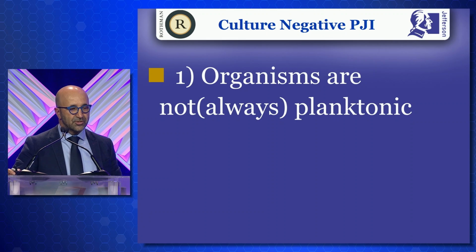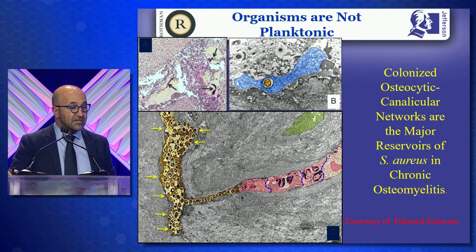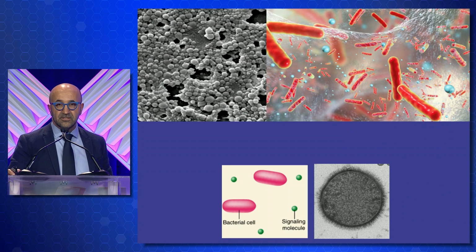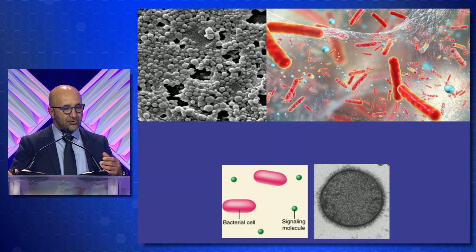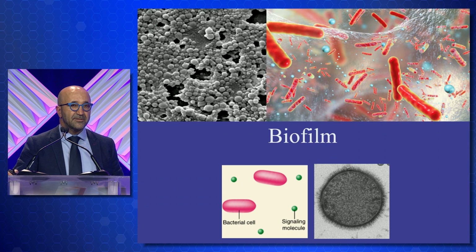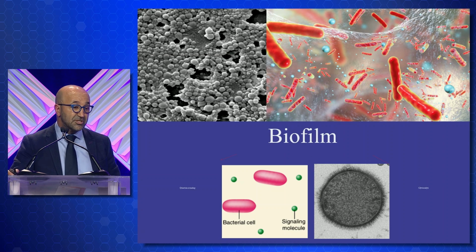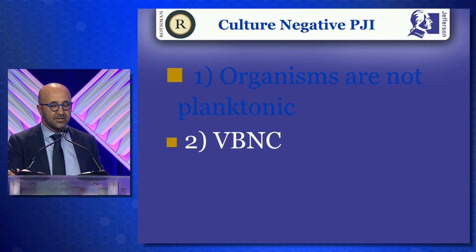Well, first of all, organisms are not always planktonic. They exist in the form of communities inside the cell, up there in the blue. They could exist in the Haversian canal, as the work of Eddie Schwartz has shown us. They exist in the form of biofilm, which we're all very familiar with. This is a structure that's sessile. The organisms are covered in the extracellular matrix, the glycocalyx, impenetrable to antibiotics or to the immune system. And they actually communicate through sophisticated molecular techniques like quorum sensing.